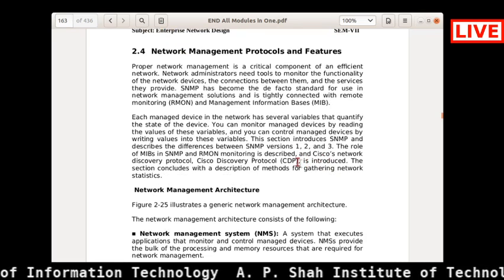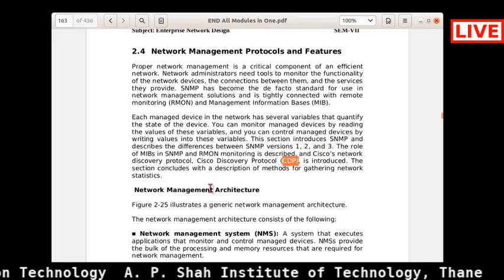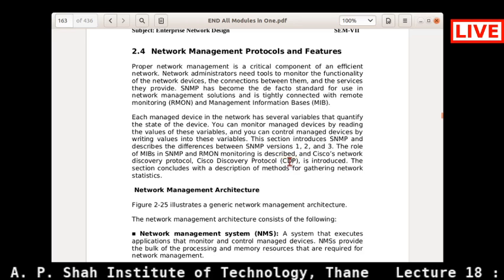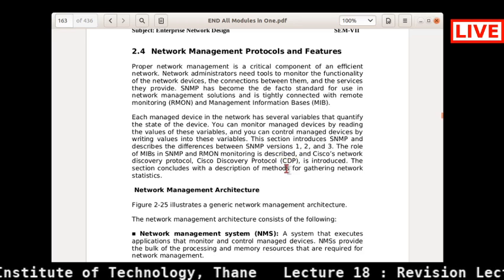And after that we also saw CDP, that is Cisco Discovery Protocol, right? It can connect only Cisco to Cisco devices, neighboring Cisco devices.